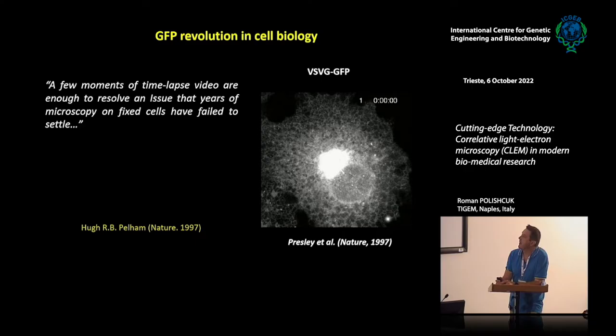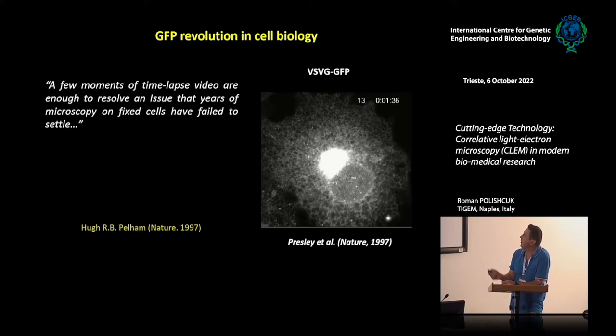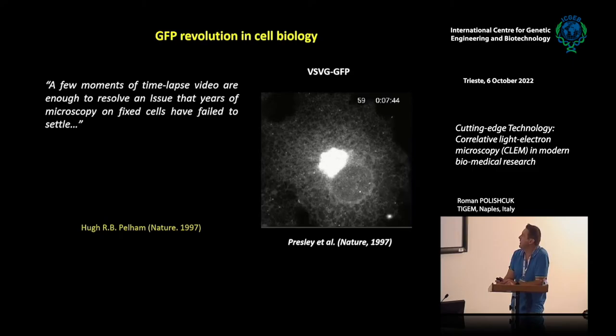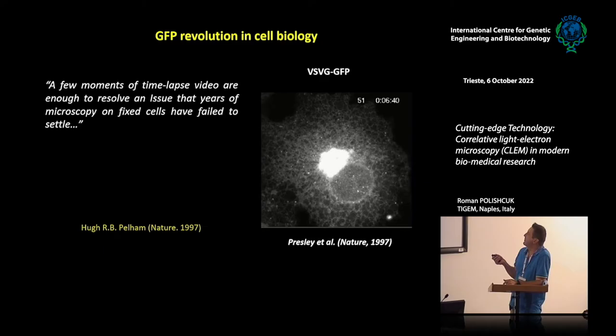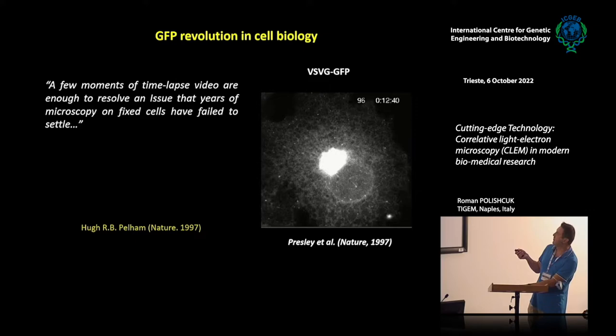And I was a kind of witness of this revolution because I was in the lab of Jennifer Lippincott-Schwartz, who implemented the GFP technology in the membrane trafficking field. Here you can see a video made by John Presley, my colleague at the NIH when I was in Jennifer's lab, published in Nature. The video shows how the protein VSVG, a transmembrane type 1 cargo protein fused with GFP, traffics from the endoplasmic reticulum, this diffuse network in the cell, to the Golgi, the central bright structure.